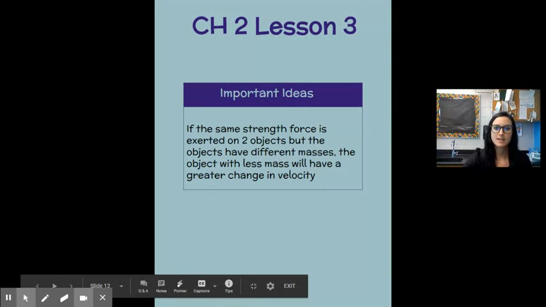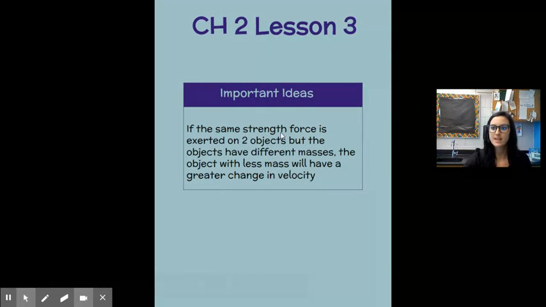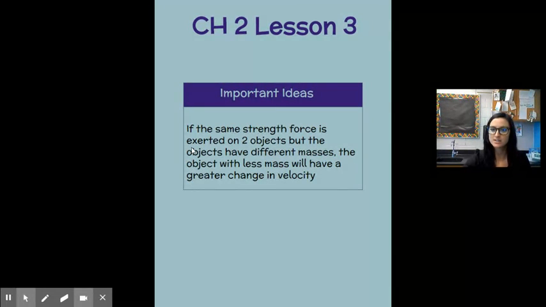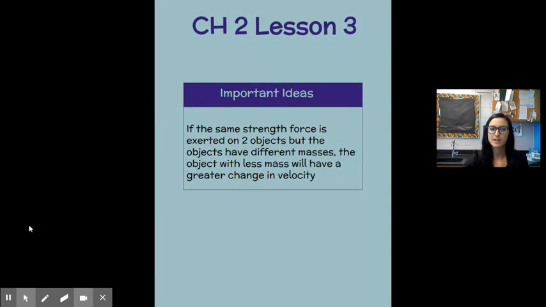And then lesson 3, this was kind of what we got out of the modeling tool. The idea is that if the same strength force is exerted on 2 objects, but the objects have different masses, the object with the less mass will have a greater change in velocity. And so the lighter the object, the easier it is to make it move, so it will have a greater change. And that is that for today.